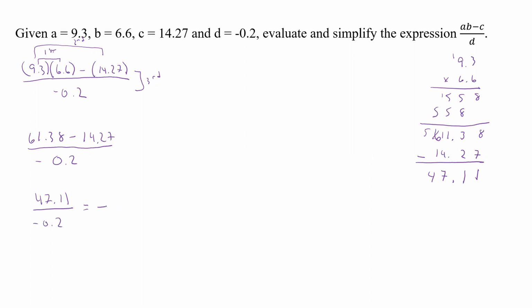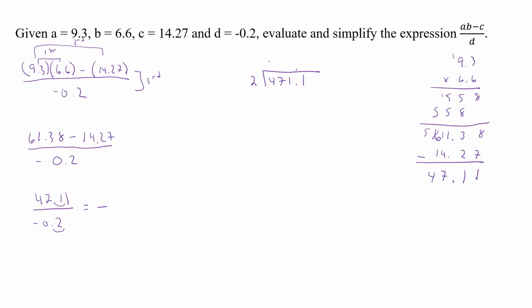Well, what do we know? Well, our answer is going to be negative. And so what do we also have to do? Well, we have to move a decimal over 1 here. So we have to move it over 1 here. And so now we divide 2 into 471.1. All right. So now we have to do that division.